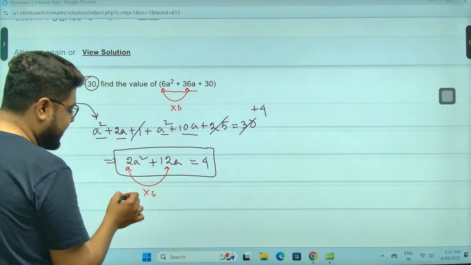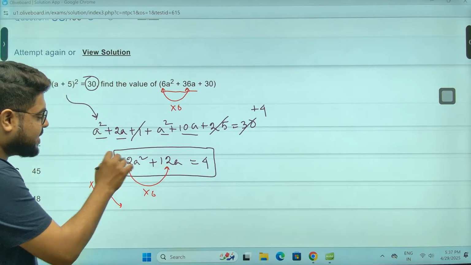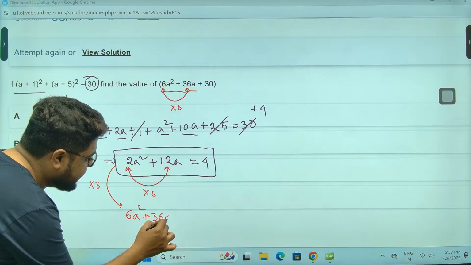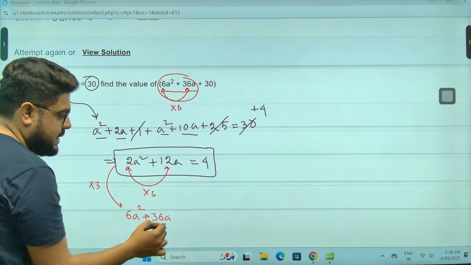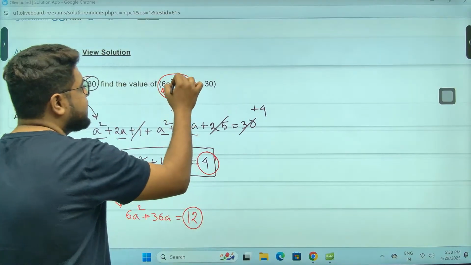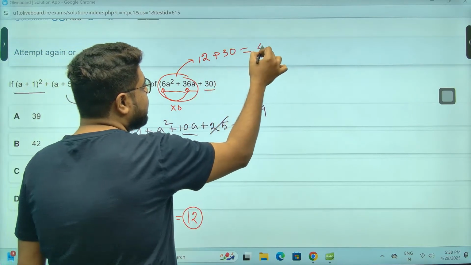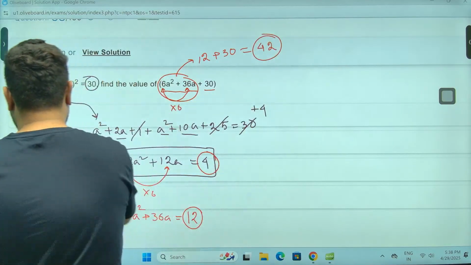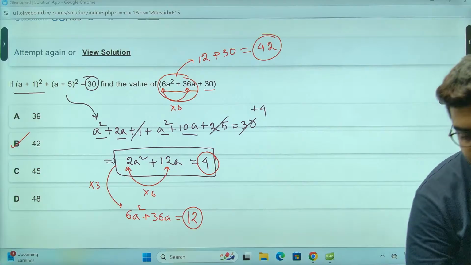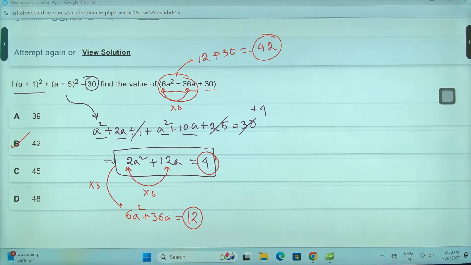Sir, multiply this by 3. So just multiply this whole equation by 3. So 3 2s are 6a square. 3 12s are 36a. You see, it's come, sir. It is equal to 3 4s are 12. Put the value, sir. This is equal to 12 plus 30 here. So the answer will be 42, option B. Option number B, 42 will be the correct answer.